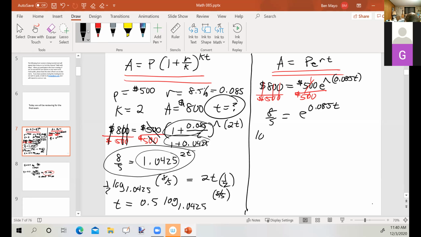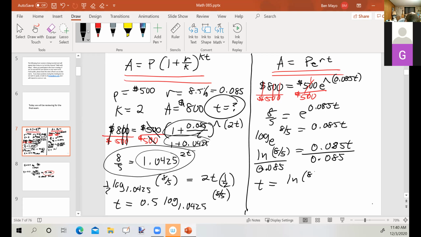This becomes log base e of 8/5 equals 0.085 t. But log base e is just natural log. So I've got the natural log of 8/5 is 0.085 t. I will divide both sides by 0.085. So t equals the natural log of 8/5 divided by 0.085. I keep putting extra decimal points in there.